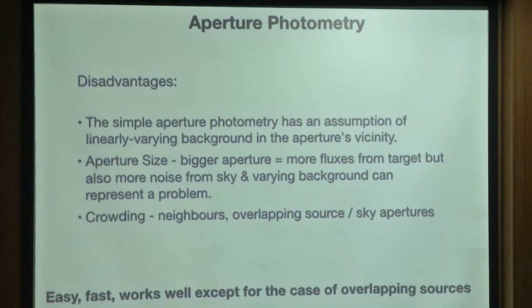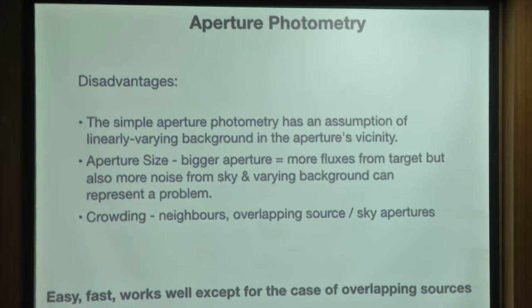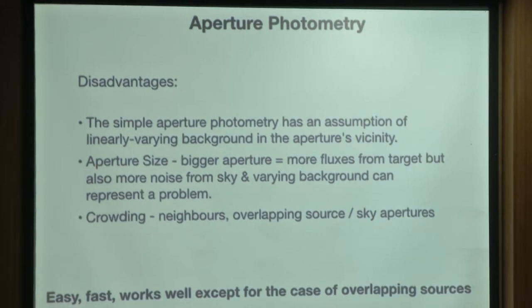And also, it doesn't work when your field is crowded. Crowded means there are a lot of stars and overlapping sources, where measuring the sky would be an issue, even the fluxes would be an issue. Okay, so this is a relatively easy, fast way where you are measuring the fluxes from isolated sources.